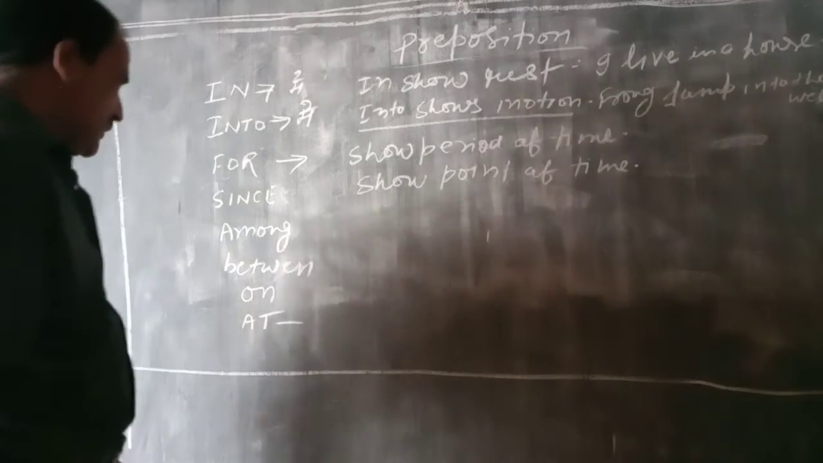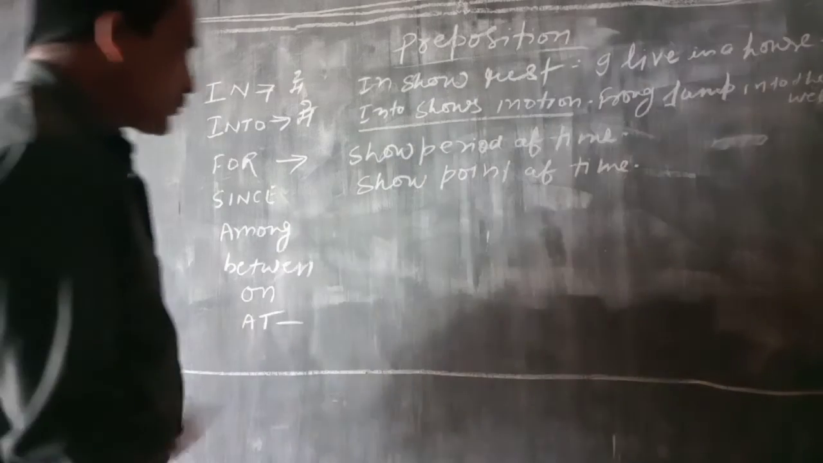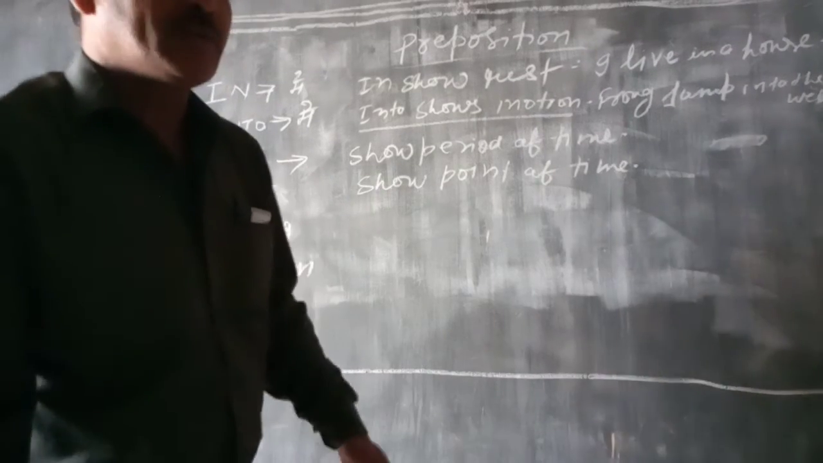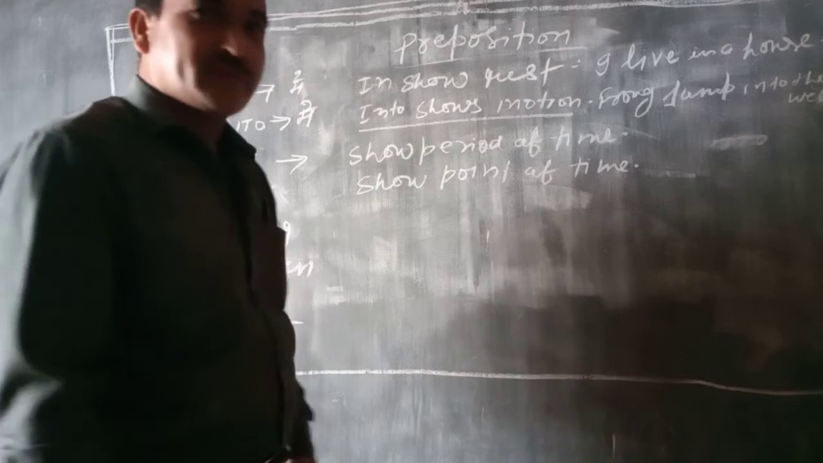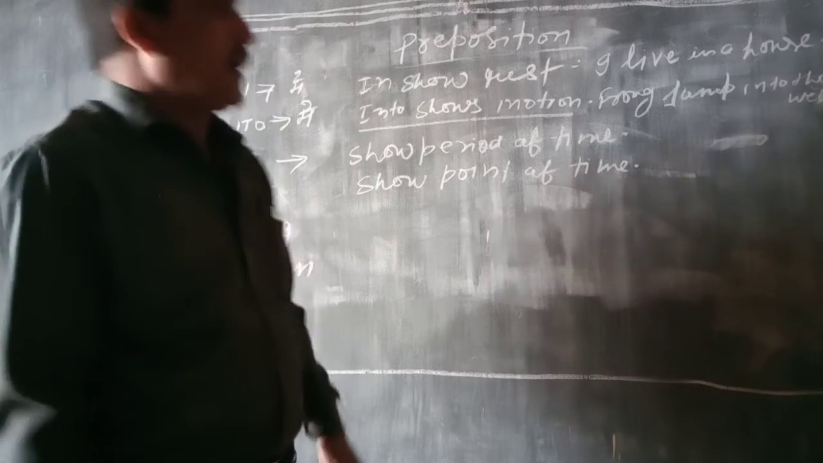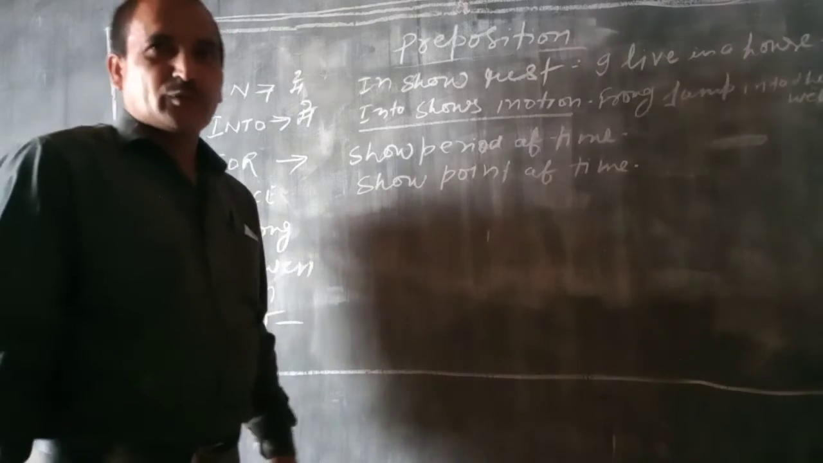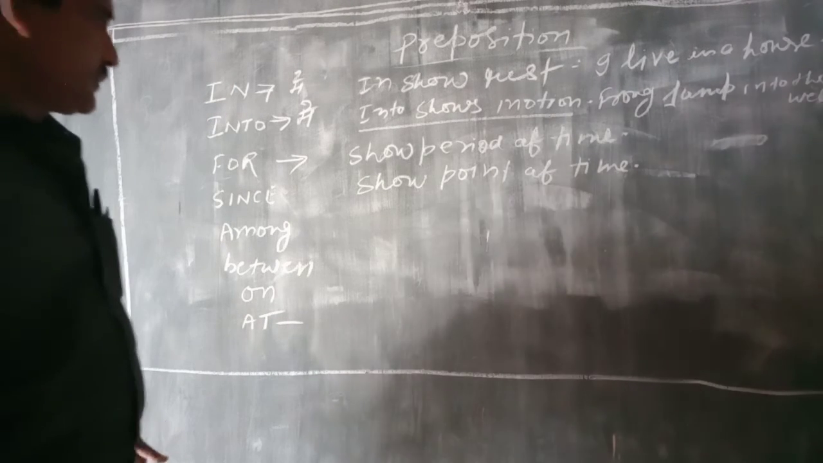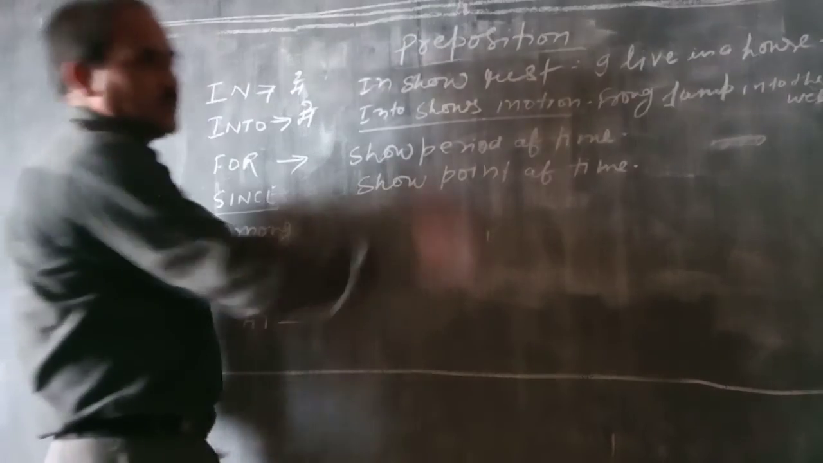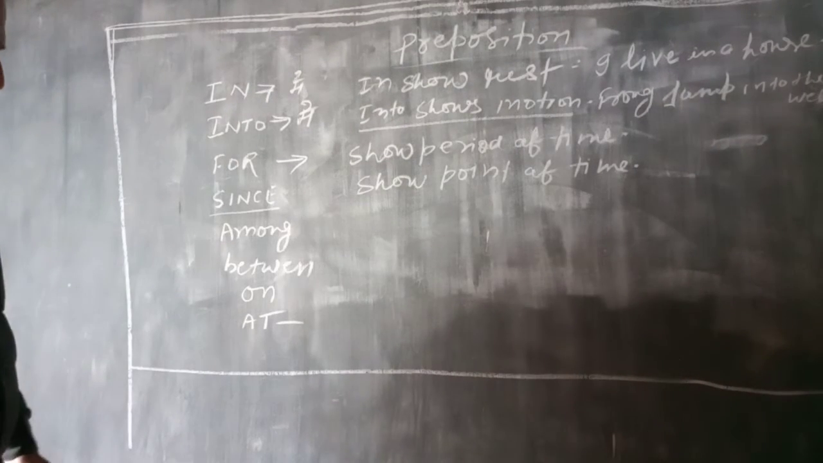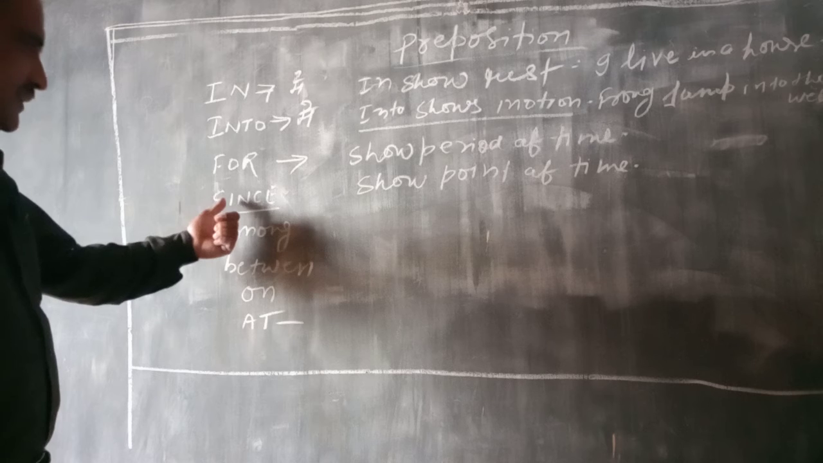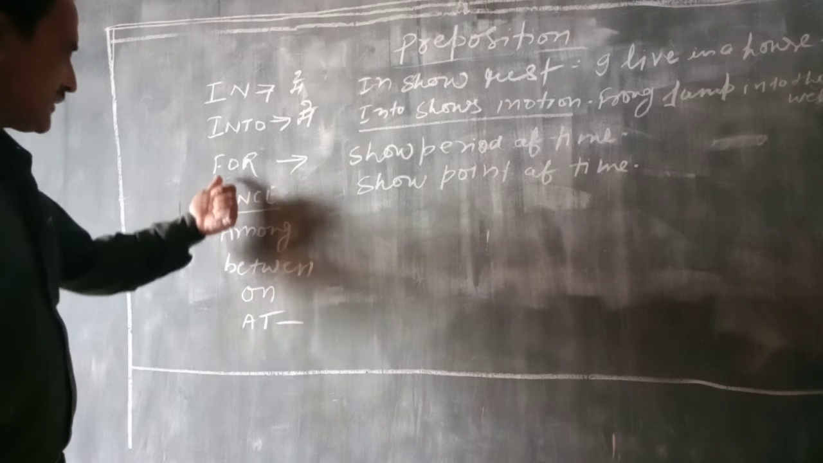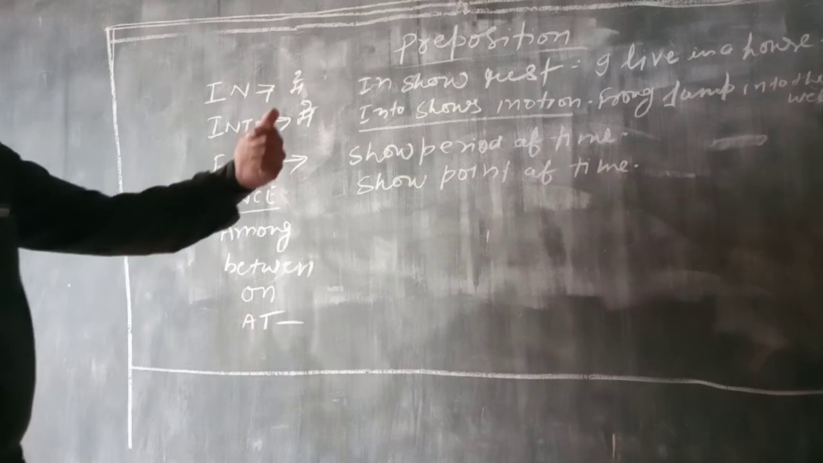But where can you use since? Dear students, you have to understand: I have been living in this area since 1985, 1865. Then you can use since here. That means when a point in time is given, then you use since. If a time period is not given, then you use for.